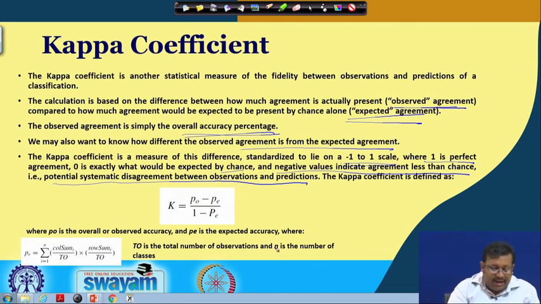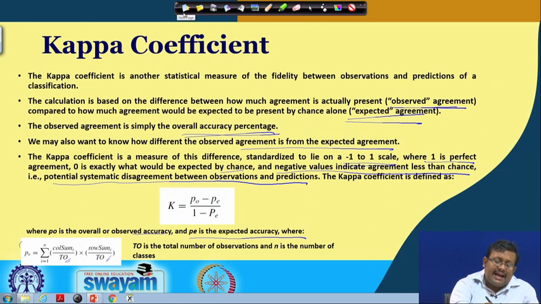The kappa coefficient is defined by this small k, equal to P0 minus P divided by 1 minus P, where P0 is the overall or observed accuracy and P is the expected accuracy, where P can be calculated by using this formula, where TO is basically the total number of observations and N is the number of classes. In our case, the number of classes is 4, total observations we already know, and then the column sum for individual and then the row sum for individual, and then we will get the kappa coefficient.